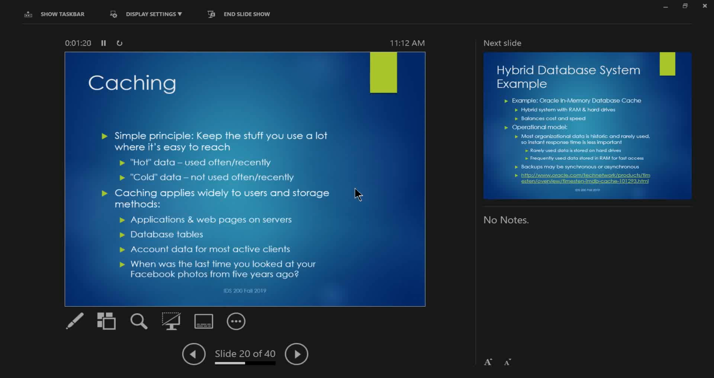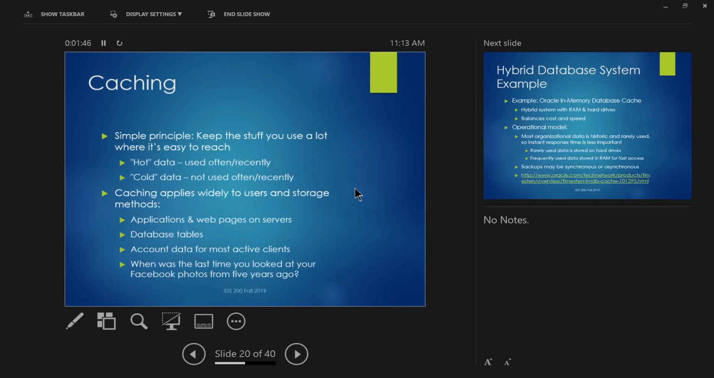Okay? Likewise, account data for the most active clients. Suppose you're a big operation, you do stuff with investing, a big brokerage operation, big banking operation. You have clients that are very active, you might cache their data in some sense so they get a little bit quicker service on whatever they're trying to do, right? Other clients that are not frequently involved with you, they get second tier service.